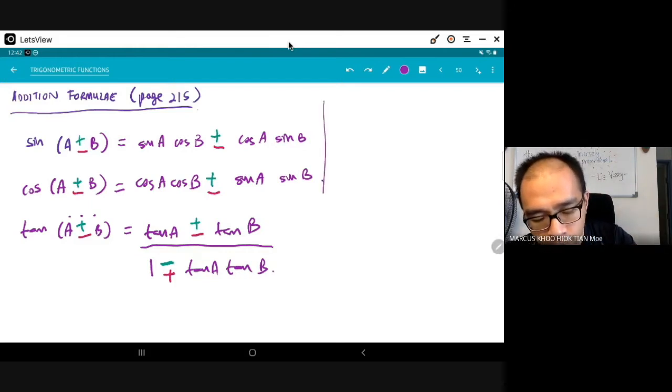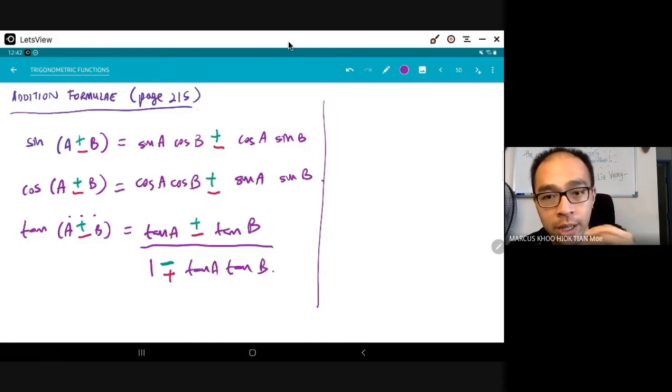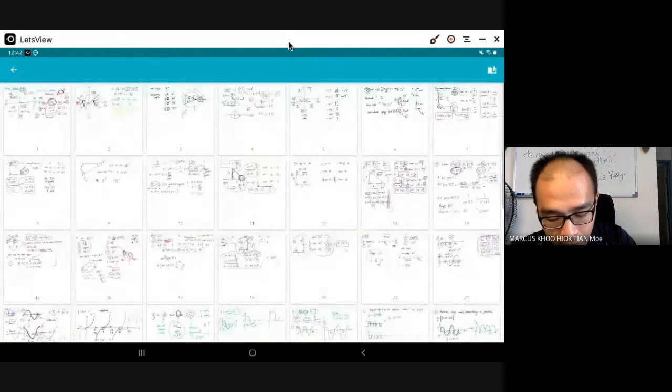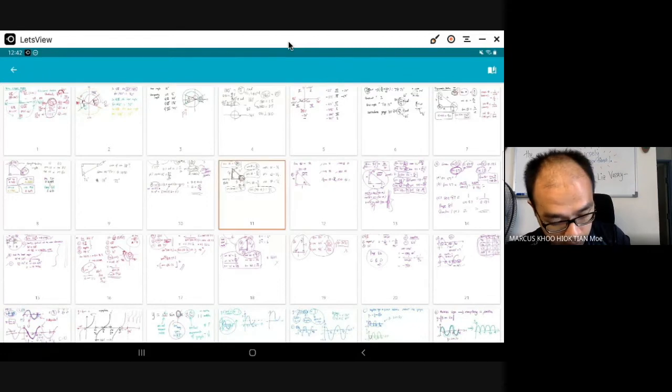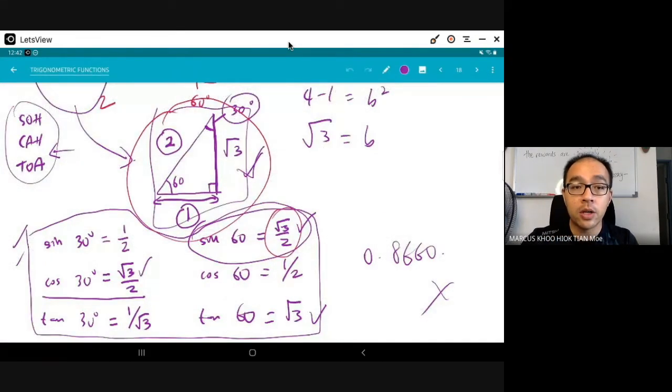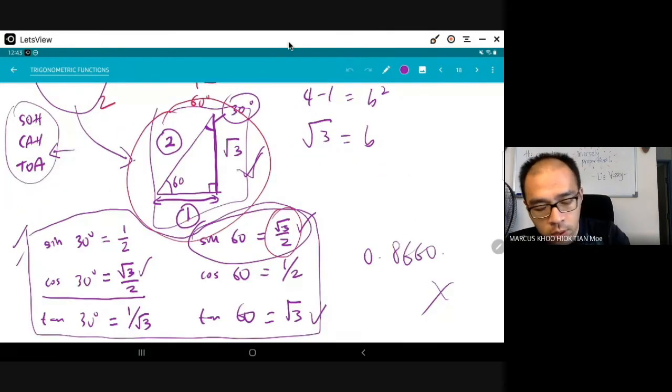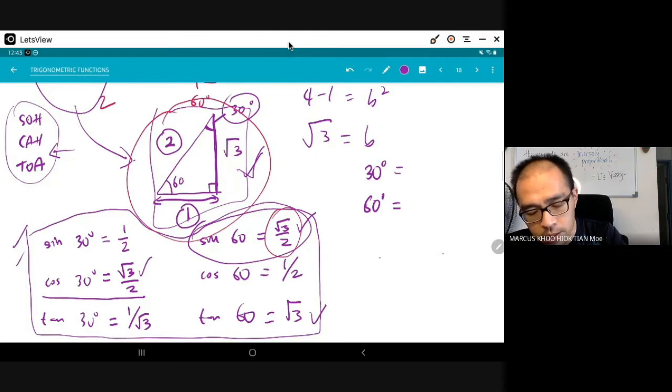But before we go into that, I just want you to bear in mind the special angles that we've been talking about last time. If you remember the special angles: sine 30, cos 30, tangent 30, sine 60, cos 60, and tangent 60, and sine 45, cos 45, tangent 45. Just to remind you, can we have 30 degrees in terms of pi, 60 degrees in terms of pi, and 45 degrees in terms of pi, please?